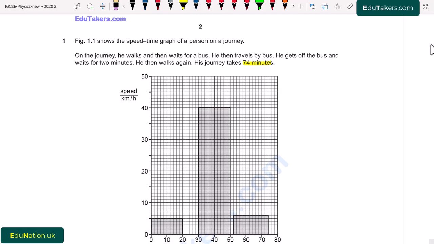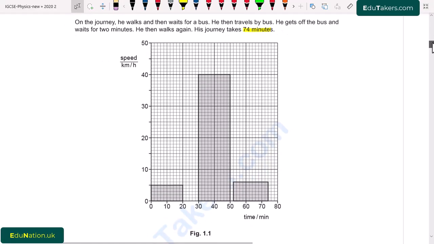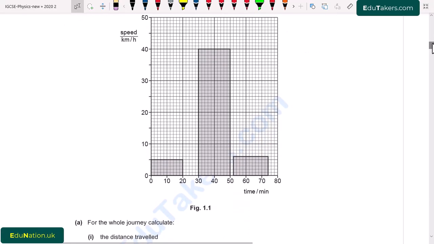Figure 1.1 shows the speed-time graph of a person on a journey. On the way he walks and then waits for a bus. He then travels by bus. He gets off the bus and waits for 2 minutes. He then walks again. His journey takes 74 minutes. So total time is 74 minutes. So here is the graph.